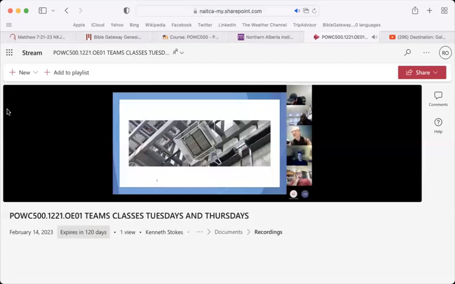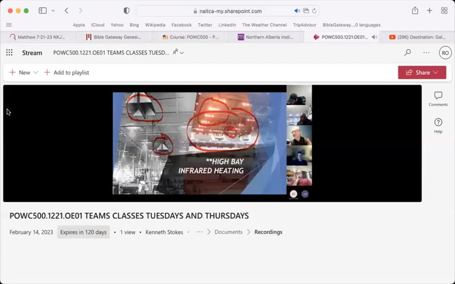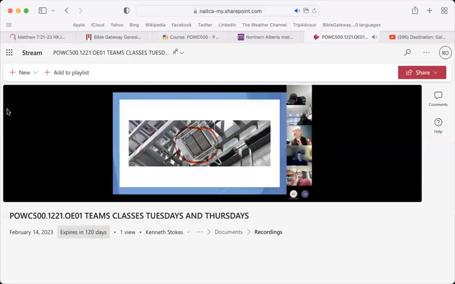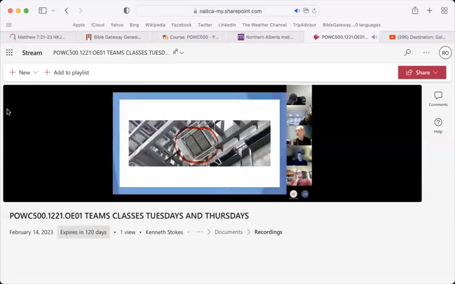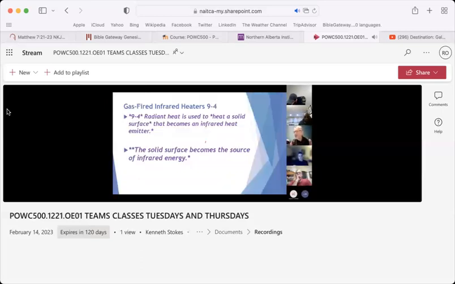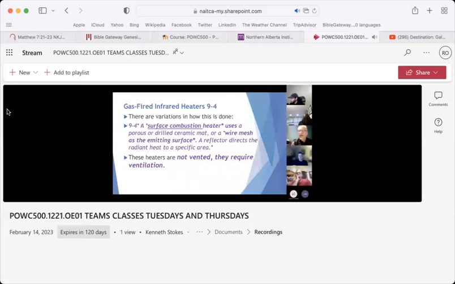And then a little closer look at these ones here, an infrared gas-fired heater. Gas-fired infrared heaters: radiant heat is used to heat a solid surface. So inside these devices, we have combustion happening, and we heat some kind of a solid surface, and then that solid surface becomes the source of the infrared or radiant energy.